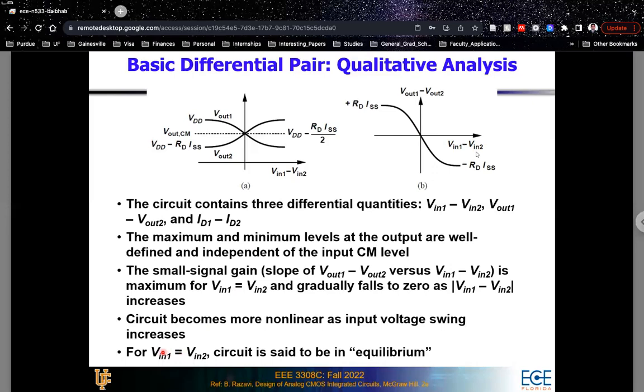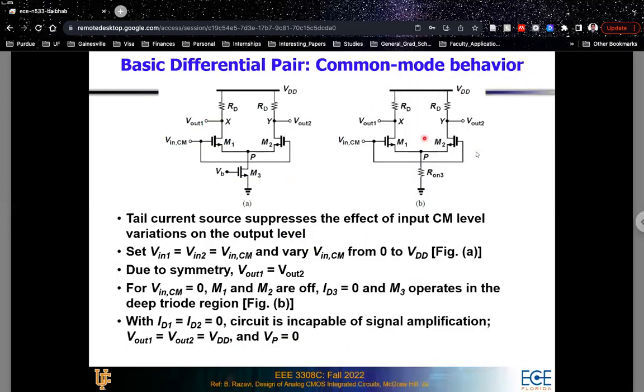One other thing is that when VIN1 is equal to VIN2, the overall circuit is said to be in equilibrium. So this is the equilibrium for this particular differential amplifier.